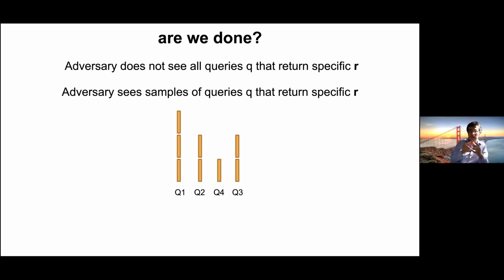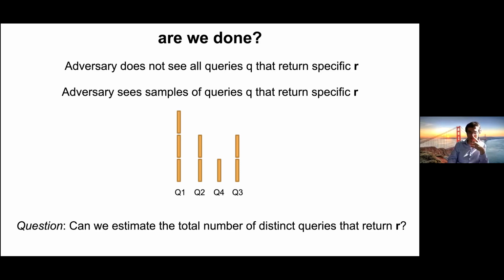Okay, so now the question is, if you see a sample of this, could you potentially figure out the total number of queries that will return R? So this is the main question. Can we estimate the total number of distinct queries that return R? Here we have seen only Q1, Q2, Q4, Q3, only 4 distinct queries that return R. Each one is repeated 3, 2, 1, 2 times. But how do we figure out the total number of distinct queries that return R? Once we estimate this, then we can go back and plug this estimation into our original approach and hopefully get some results there. So let's see how we're going to do it.